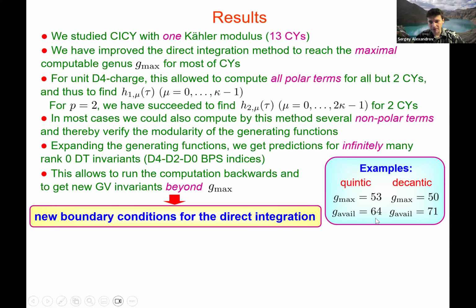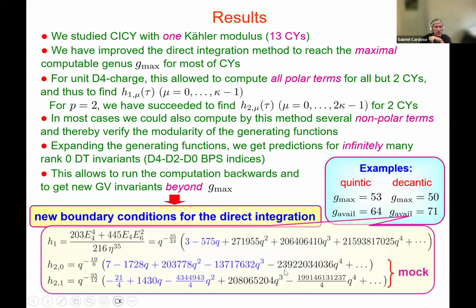Just to give you a couple of examples, for the famous quintic manifold, the original restriction of direct integration was genus equal to 53, and we have already computed up to genus 64. And for the so-called decantic manifold, this is a case where we could go to charge equal to 2. The original restriction was genus 50, and we have already achieved 71.